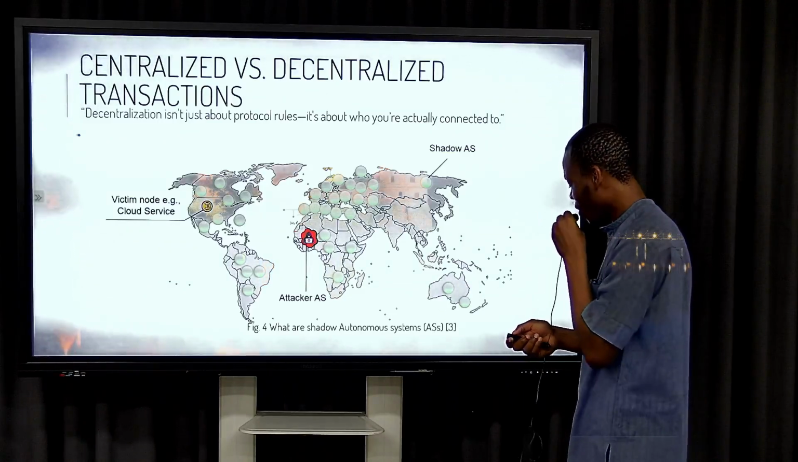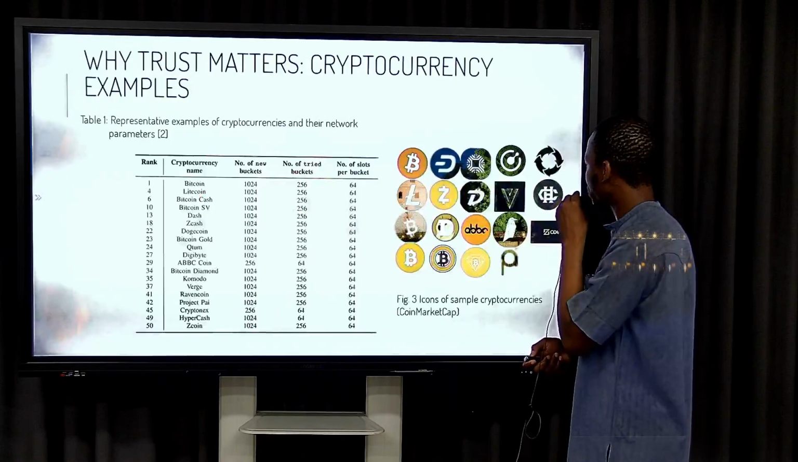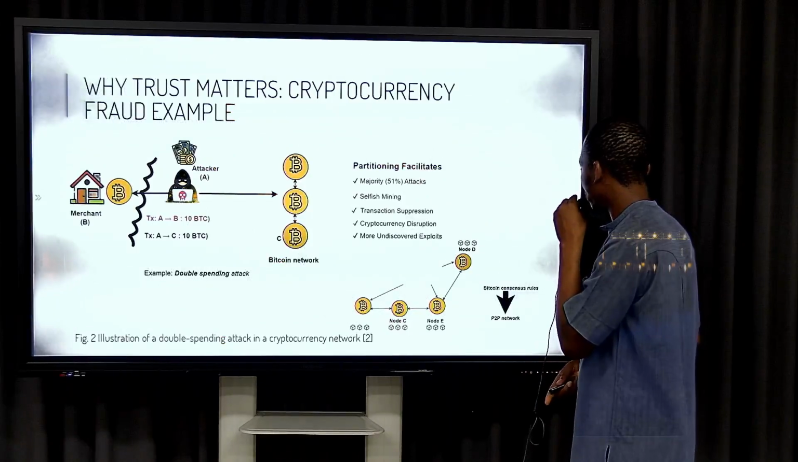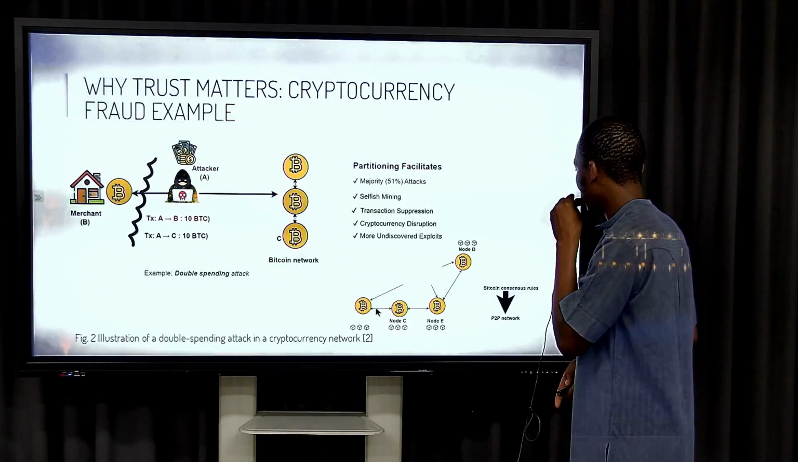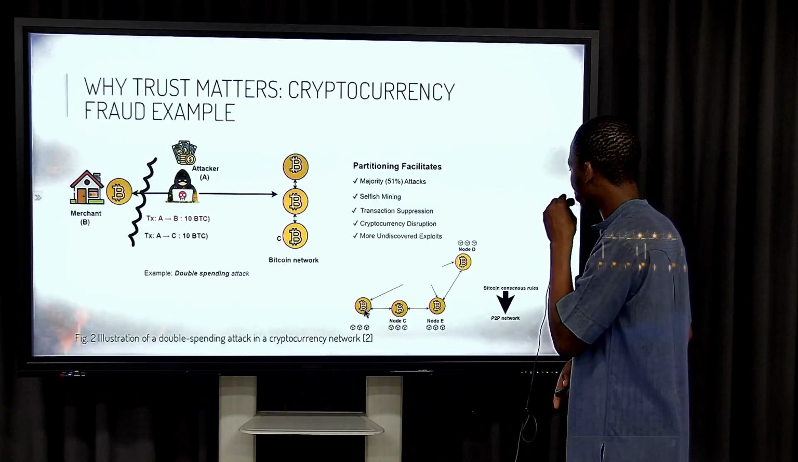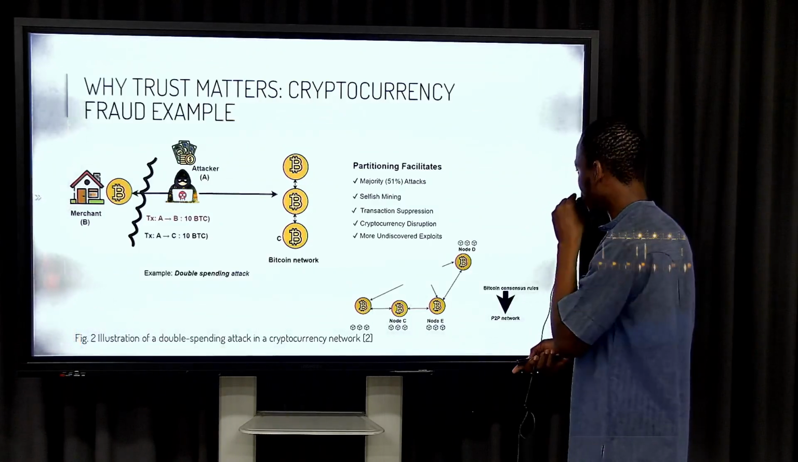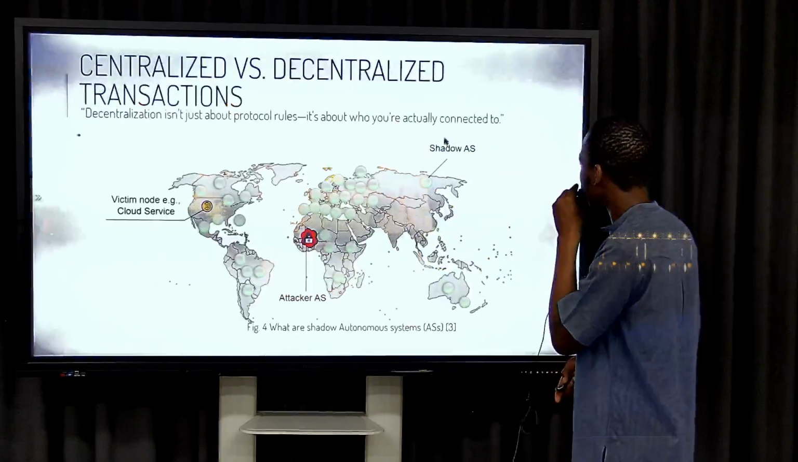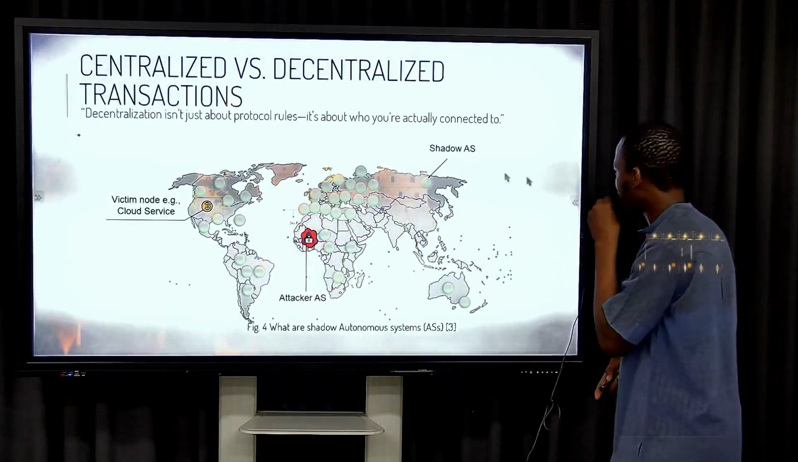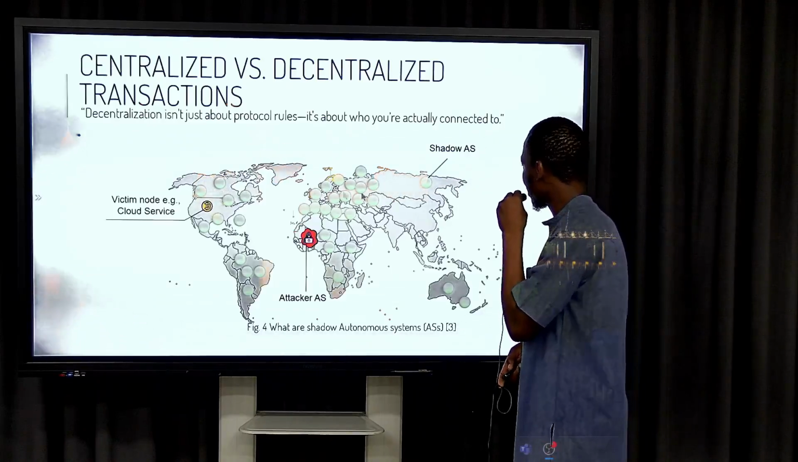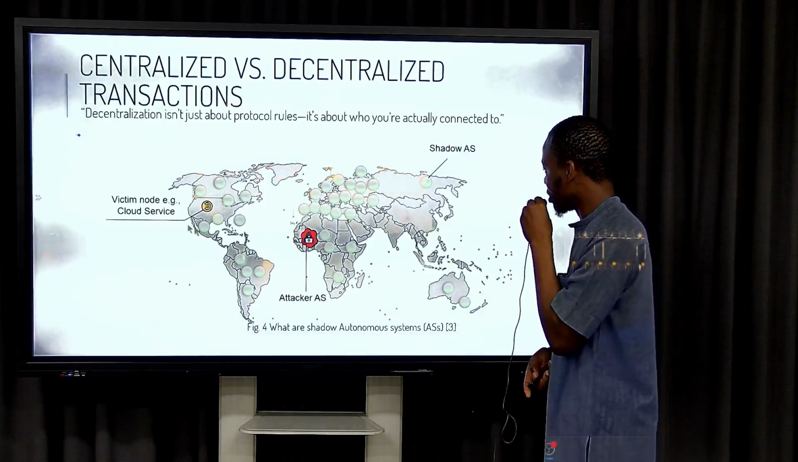Earlier on, we said we have different nodes on the network. As you can see here, these are nodes. So the router helps us to discharge the packet from this node to another node on the network. Having said that, we have to talk about the shadow AS. Shadow AS is like a fake IP address.